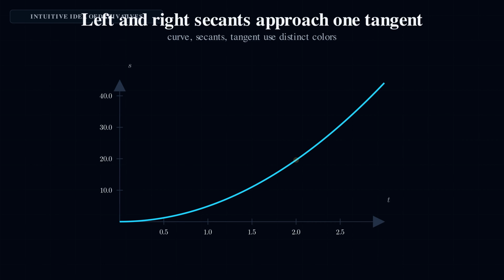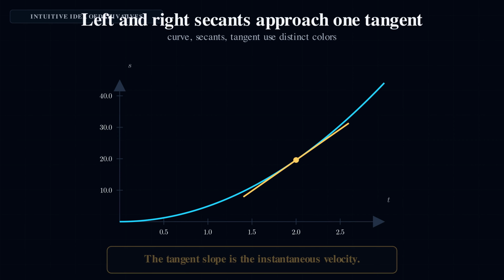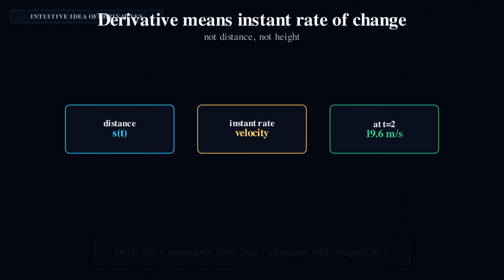Keep the point t = 2 fixed. A point coming from the left gives left secants. A point coming from the right gives right secants. Both approach the same tangent line. The tangent slope is the instantaneous velocity. This is what derivative means intuitively.